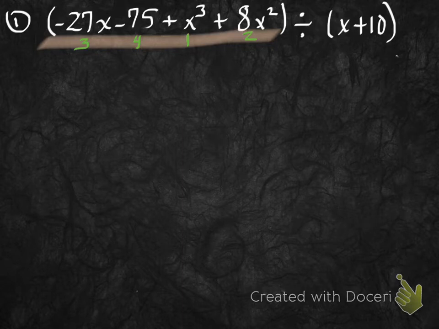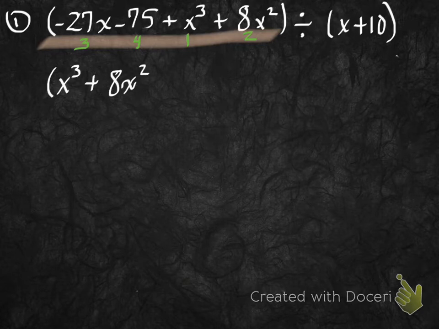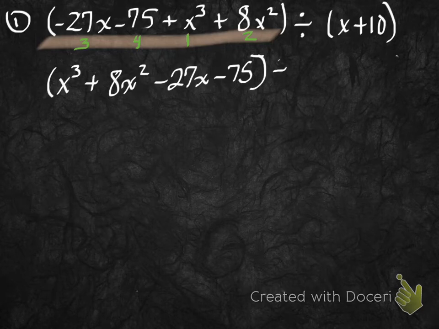So I'm going to rewrite that. My cubed term goes first, so x cubed plus 8x squared minus 27x minus 75 divided by x plus 10. That part didn't change because it's already in order.